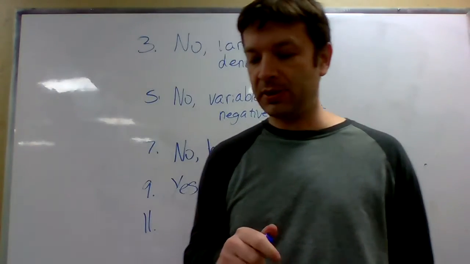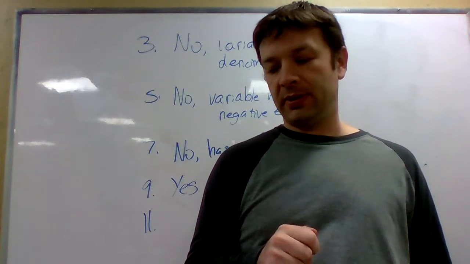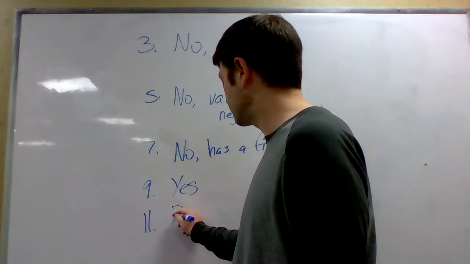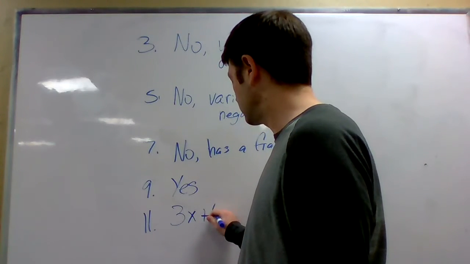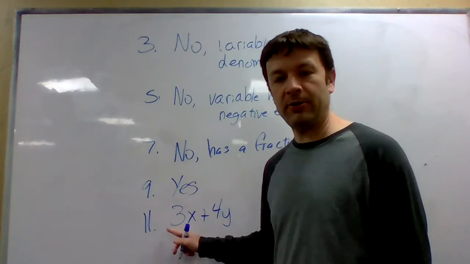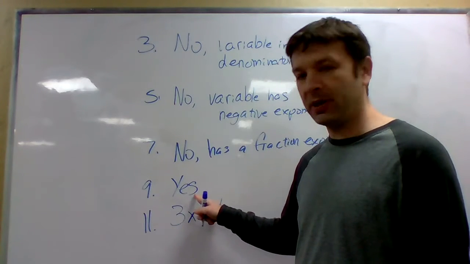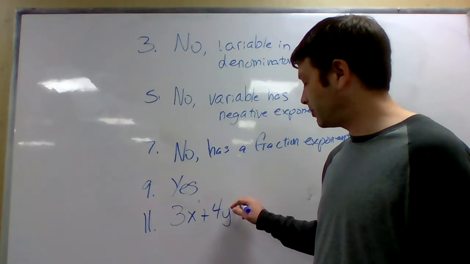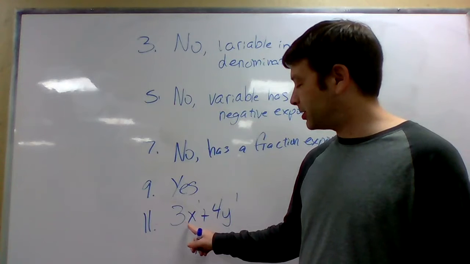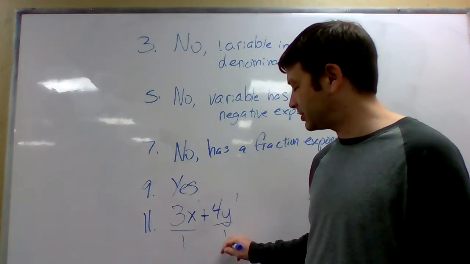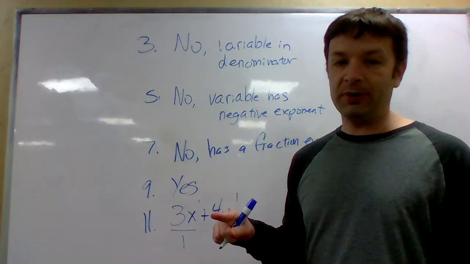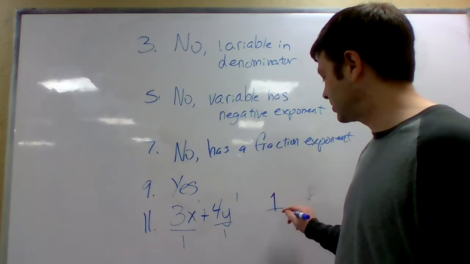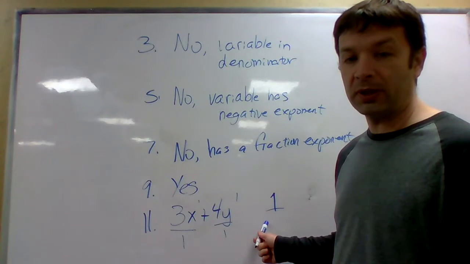Okay, let's start with the degree. On 11 it says 3x plus 4y. What is the power on the first term? Well, there's no number up here, so that means it's like a 1. Same over here, so that's like a 1. So the degree of the polynomial, use the biggest, is 1. So on number 11, the first answer is a 1.